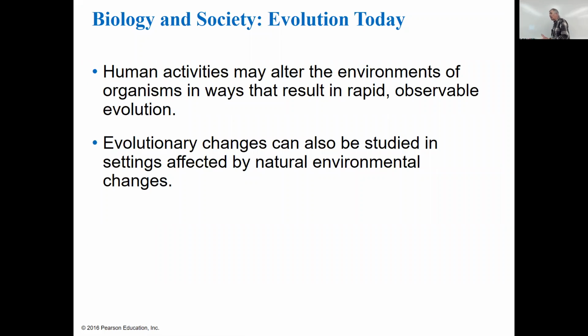Okay, human activities alter the environments of organisms in ways that result in rapid observable evolution. Evolutionary changes can be studied in settings affected by natural environmental changes. So you can think of it this way: our selective breeding of our domestic plants and animals, the ones that we raise to eat, they've been changed in huge ways. That's really rapid observable evolution.